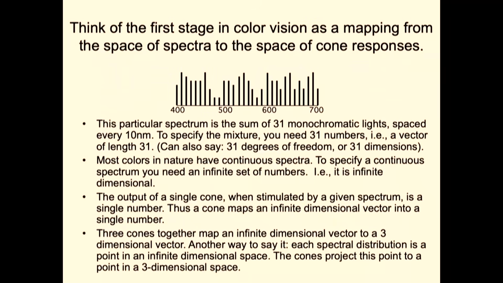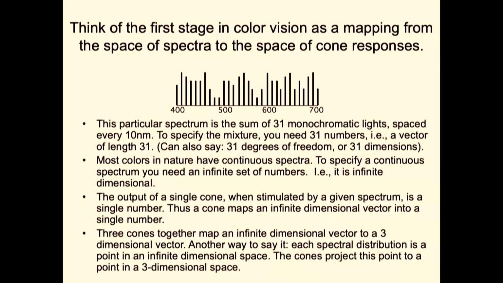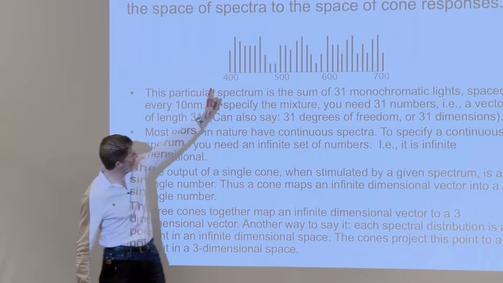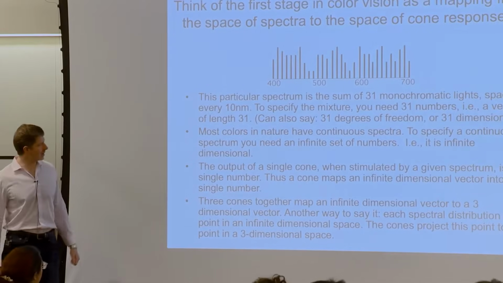All right, so we can think of the initial stage of color vision that's happening in the retina with the cones as a mapping from the space of spectra to the space of cone responses. Okay? So this is kind of an example to help us think about this. So what is depicted here is the spectrum of a particular light. Okay? So the y-axis here is power, and this is wavelength in nanometers from 400 to 700. That's the region that you can see.